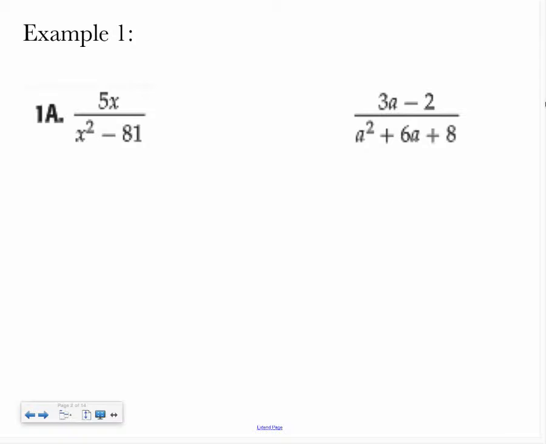We have 5x over x squared minus 81. I forgot to include the directions here, but I want us to find the excluded values. Remember we talked about excluded values in the last section, where they were any number that made the denominator equal to 0. Okay, so if we have x squared minus 81, how can we split that up? What numbers will make our denominator 0?